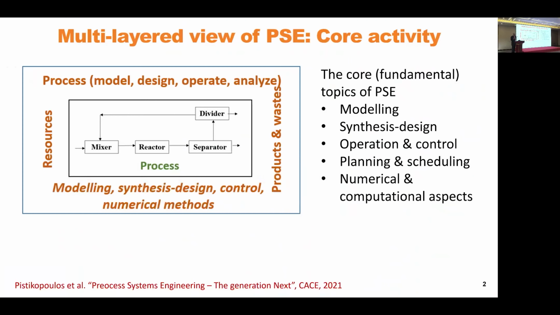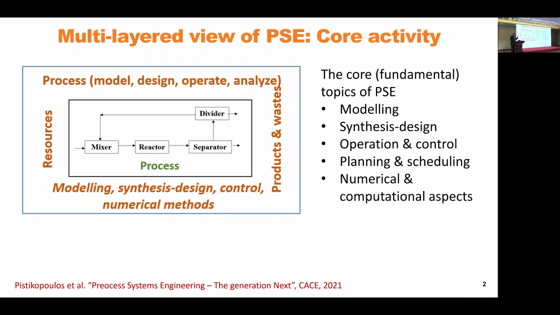I will start with what we call a multi-layered view of process systems engineering. It's based on a view of chemical engineering. To understand this, we can go horizontally from left to right, meaning what is our core activity, what do we use as input, and what do we get as output of the core activity. And vertically, from bottom to top, what knowledge we need in order to perform this activity, and what is the result that we get from this knowledge so that we can perform those activities.